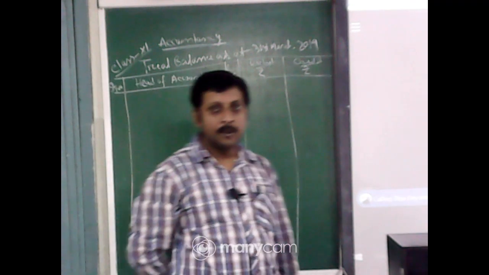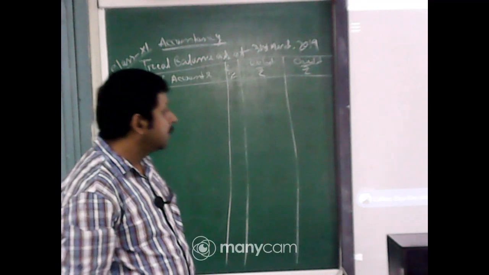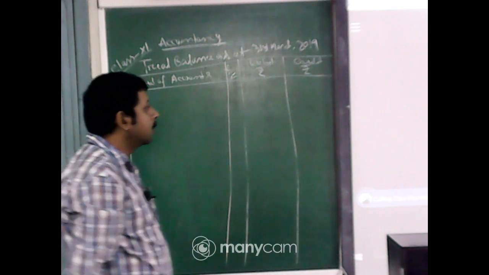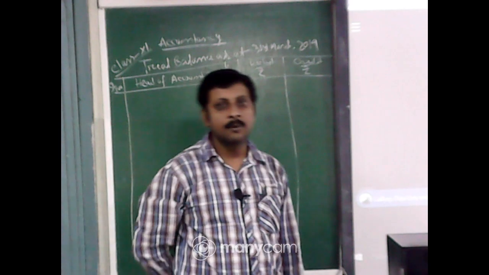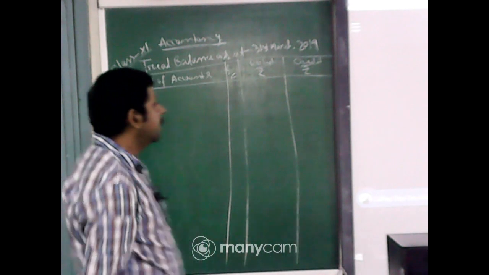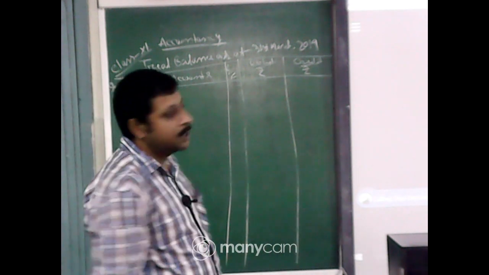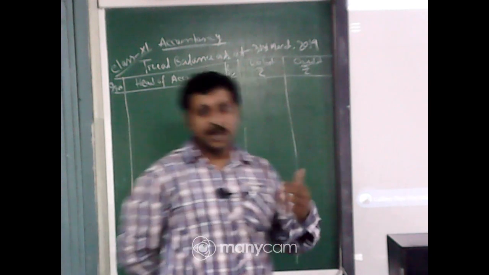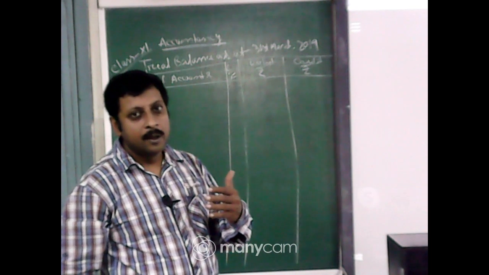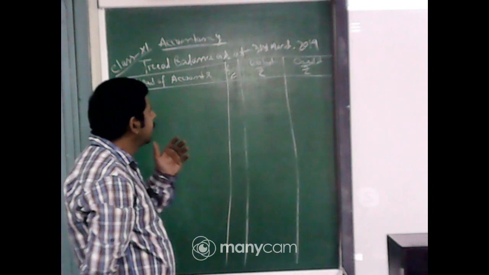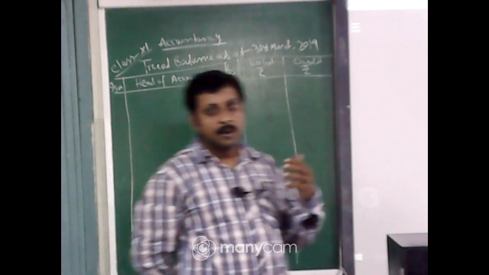So this is a class of accountancy, and in the accountancy part we are going through the chapter Trial Balance and Rectification of Errors. Now what is a trial balance? How will we reveal the trial balance? That is the ledger. That is all I have discussed in the last two classes.